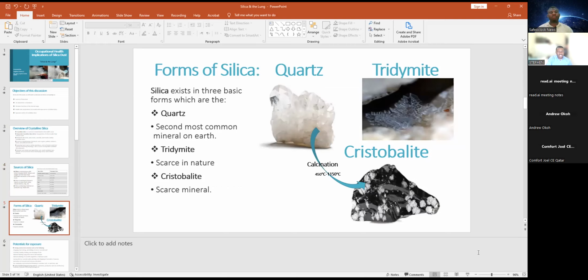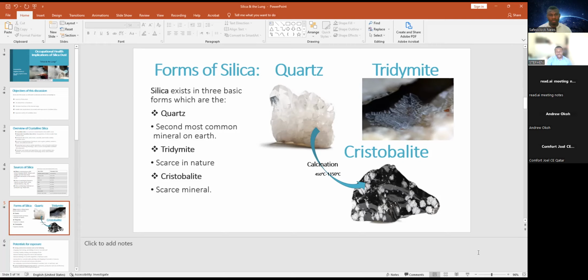Silica exists in three forms. We have quartz, we have tridymite, and we have cristobalite. Quartz is the most common mineral form of crystalline silica. The others are really scarce in nature, but you can also find them.